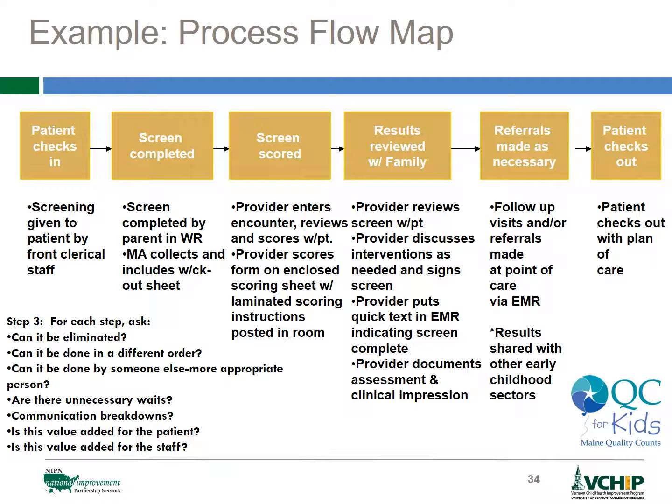Here's another example, not related to immunizations. This is related to developmental screening, and with this one, I like to focus on the bottom left-hand corner. It has the steps, fairly simple steps, in doing developmental screening in a clinical practice. But what I like is these steps you do at the end. It says, for each step, ask, can it be eliminated? So is there a step that is not necessary? Can it be done in a different order? So would things be more efficient if we switch this order? Can it be done by someone else who's maybe more appropriate, someone who has more availability?